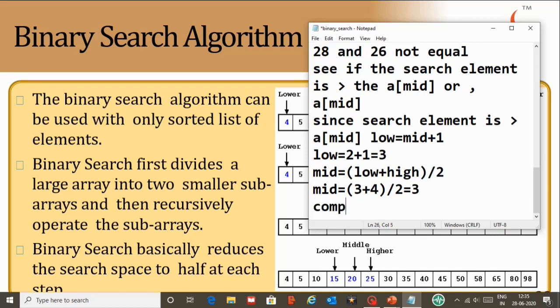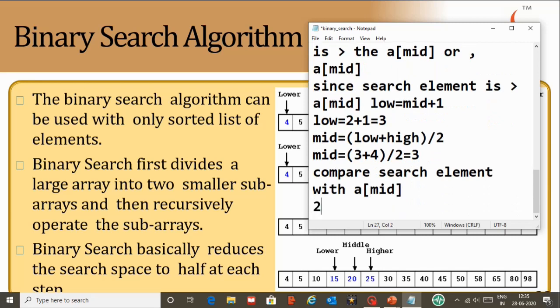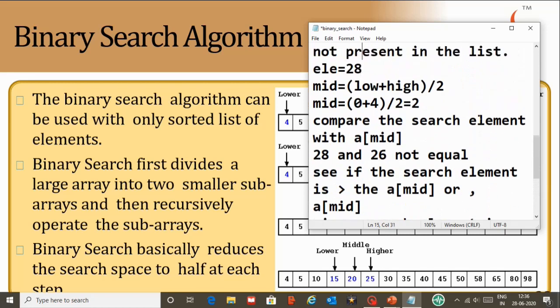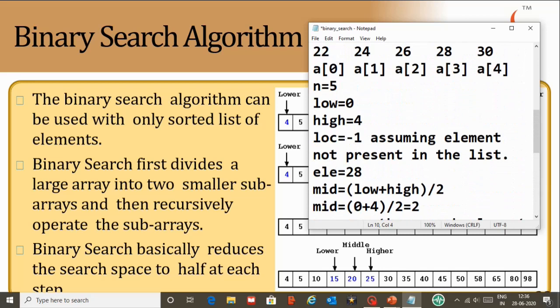Compare the search element with A of mid, correct? So what was the search element? 28. And what is A of mid? Mid is 3. So we will see in the array what is A of 3. What is A of 3 here? See here, mid is 3, right? A of 3. What is A of mid? A of 3 is 28. In the array, you can see it there.